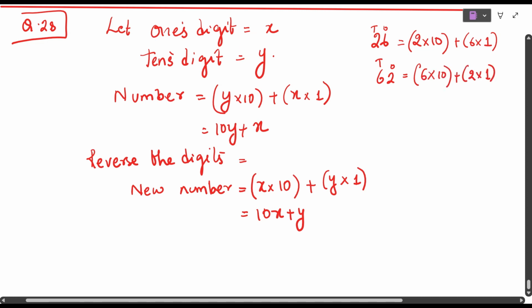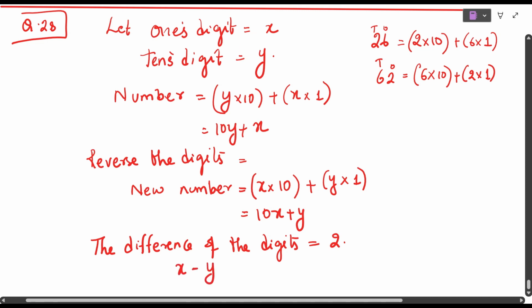Here they are telling the difference of these digits. The difference of the digits is equal to 2. So you take the difference of the digits, x minus y is equal to 2, as they have given.